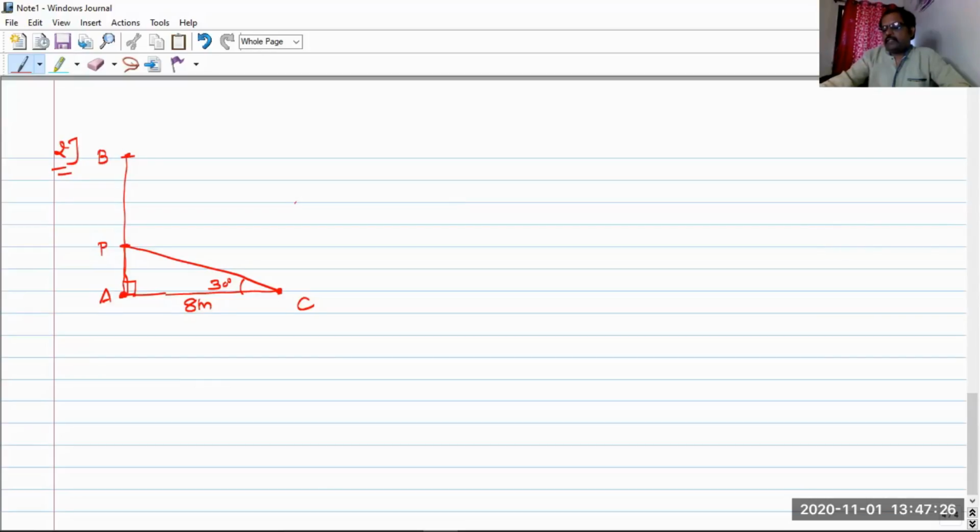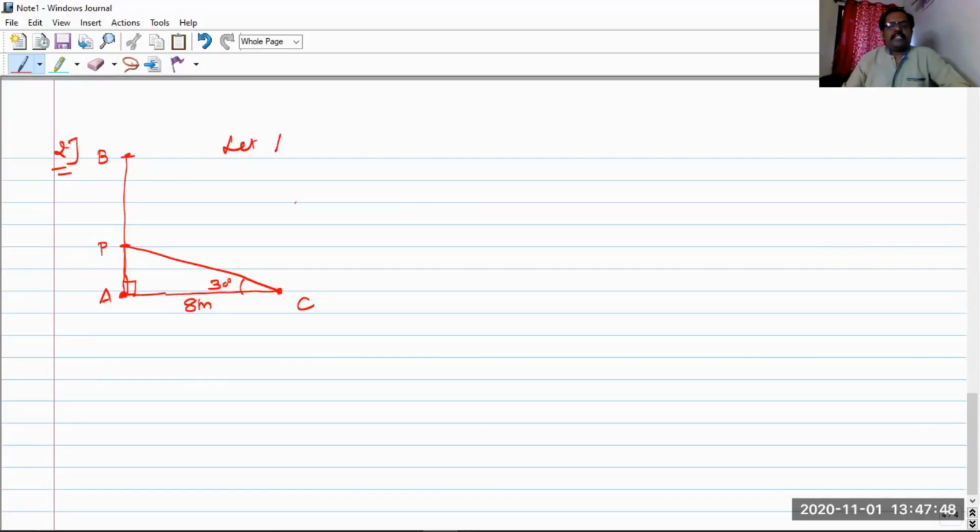What we need to find? We need to find the height of the tree, that is AB, right? AB is the tree we have considered, so we can find the height of the tree, that is AB. So let's try to solve this sum. So just note what you are given here.